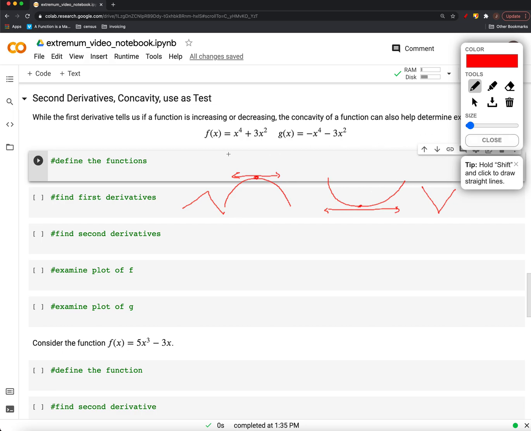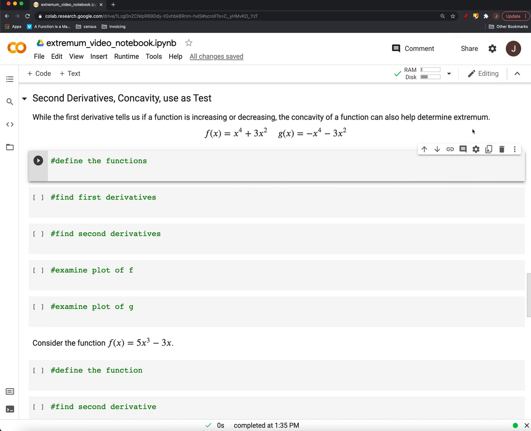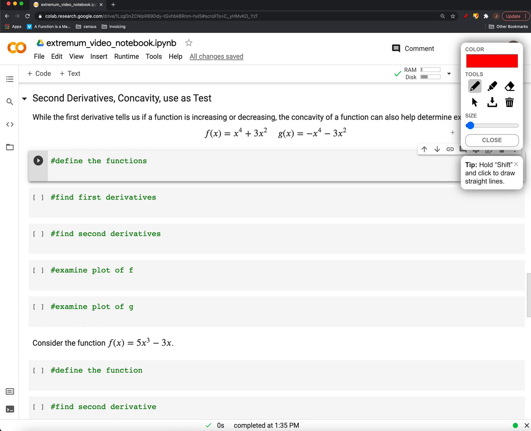So we have a function, we find its critical points, and then we evaluate the second derivative at that critical point to see if we can tell what kind of critical point it is, whether it's a maximum, a minimum, or neither. So let's use just two basic functions here, x to the fourth plus 3x squared, and negative x to the fourth minus 3x squared. Again, we need the derivative, so 4x cubed plus 6x.